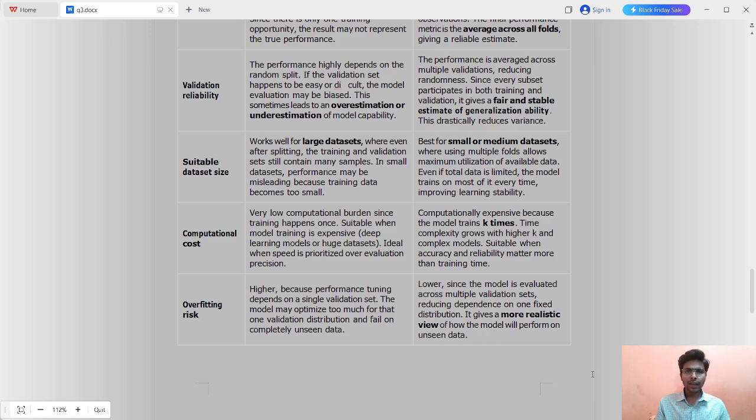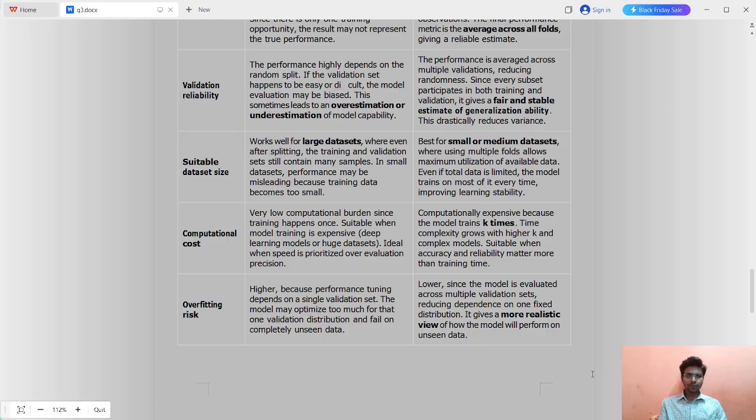Validation reliability. In the simple split, the performance highly depends on the random split. If the validation set happens to be easy or difficult for the model, the evaluation may be biased. This sometimes leads to an overestimate or underestimate of the model capacity. In cross validation, the performance is averaged across multiple validations, reducing randomness since every subset participates in both training and validation. It gives a fair and stable estimate of generalization ability.